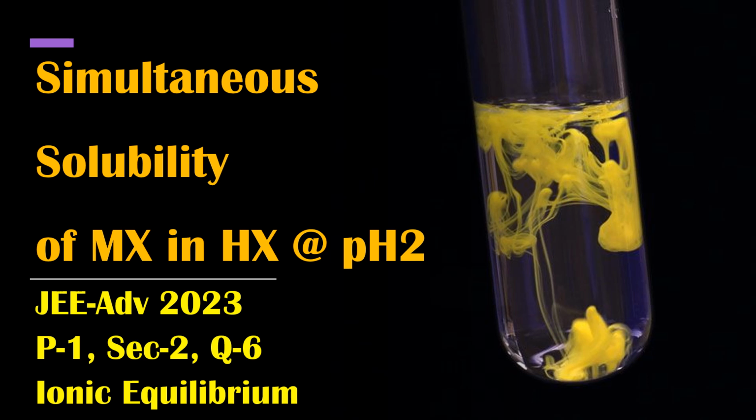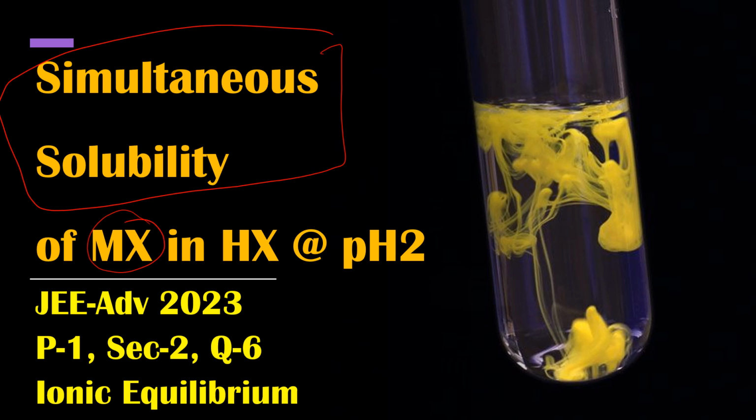Hello everyone, welcome back. We are here with question number 6. This question was from Ionic Equilibrium. Actually, it was based on simultaneous solubility. And some salt was given as Mx. This was present in some acidic solution. pH was defined as 2.